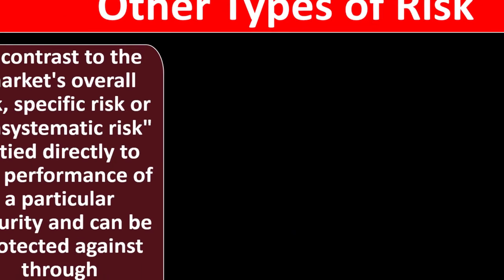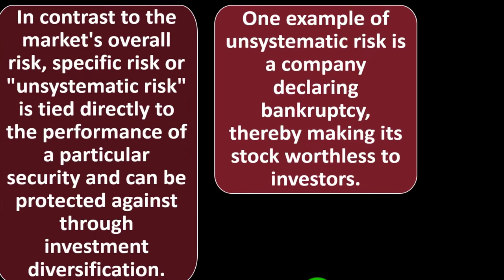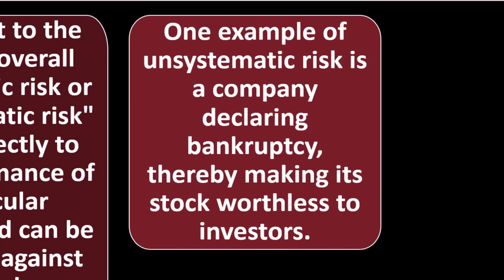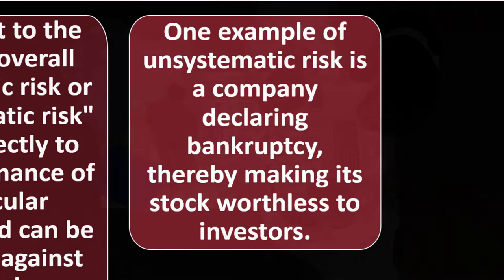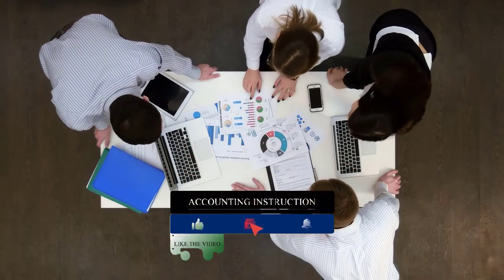Other types of risk. In contrast to the market's overall risk, specific risk, or "unsystematic risk," is tied directly to the performance of a particular security and can be protected against through investment diversification. One example of unsystematic risk is a company declaring bankruptcy, thereby making its stock worthless to investors. So obviously, if a company is not performing well and goes bankrupt, then that's going to affect that one particular company.